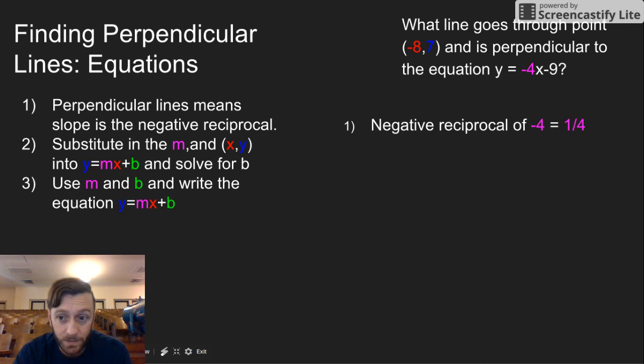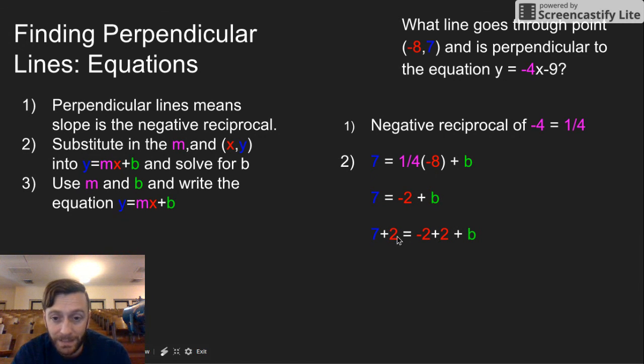And now we just substitute in. We get 7 equals 1/4 times negative 8 plus b. 7 equals negative 2 plus b. In order to get b by itself, we need to add 2 to both sides. So we've got 7 plus 2 equals negative 2 plus 2 plus b. My b value becomes 9. I've got my m value from step 1, which is 1/4. So my equation is going to be y equals 1/4 x plus 9.